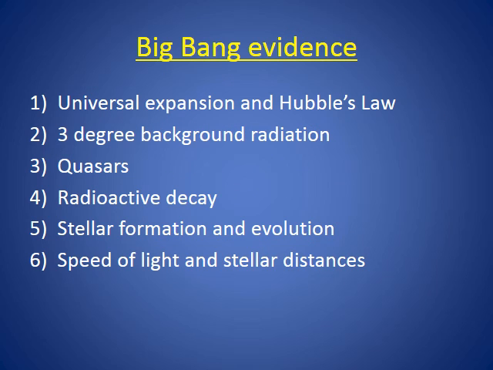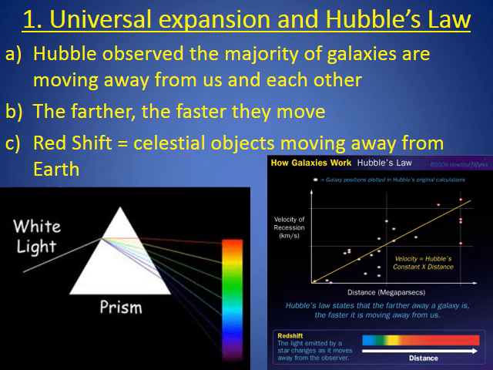So what I'm going to do is briefly go through the 6 pieces of evidence that have corroborated the Big Bang Theory. The first one, and probably the most important one, is the universal expansion and Hubble's Law. You watched the video on the Doppler Effect and on Redshift, and that's basically what this is talking about. Hubble observed that the majority of galaxies were moving away from us. The further they are, the faster they're moving.